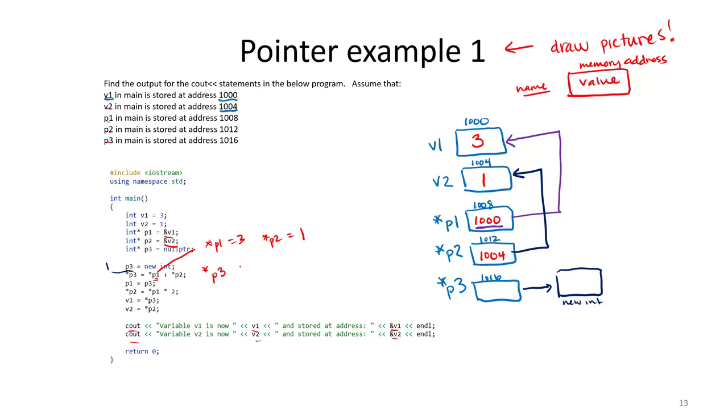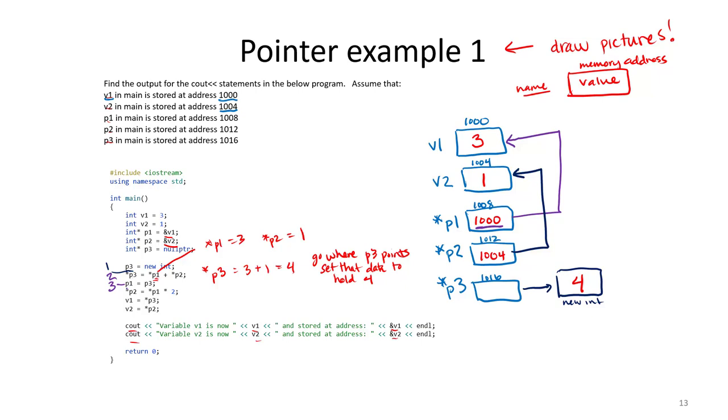So here, asterisk p3 is going to be equal to 4. That means we're going to go where p3 points and set that data to hold 4. Therefore, our new int is now going to hold the value 4. So we completed that second line.